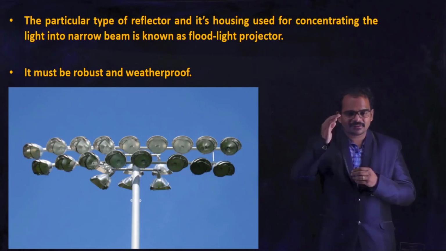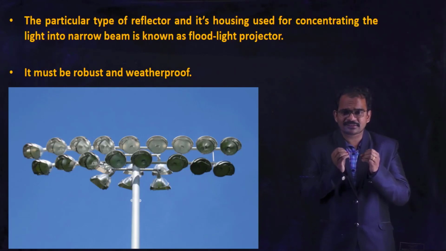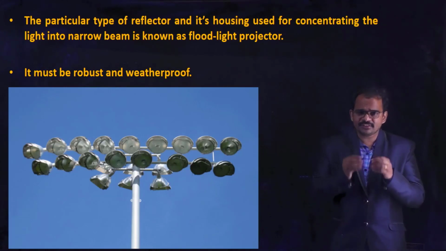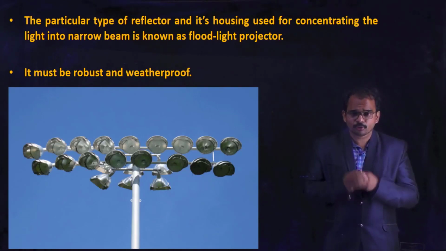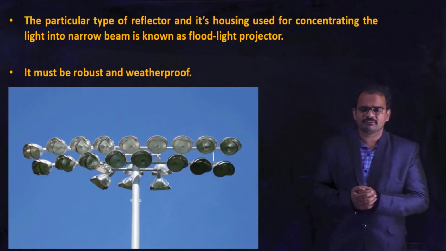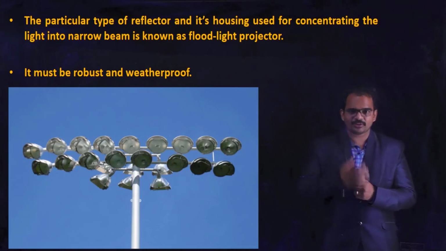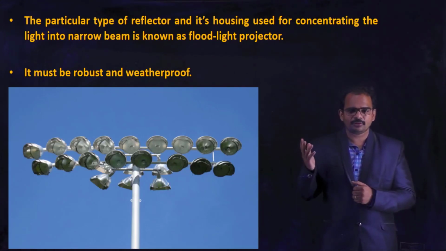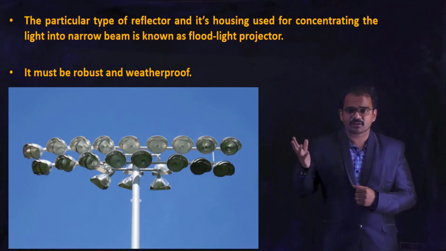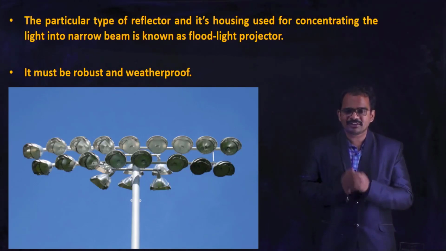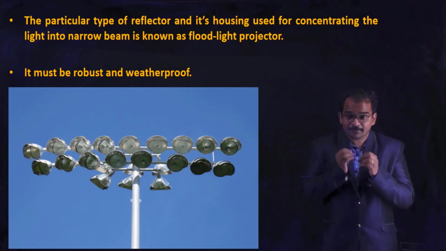The floodlight projector must be robust and it should be waterproof. Even during the rainy season, the lights cannot stop producing the flood lighting, or even when there is dew, the lights should still glow. We can see it in the cricket matches, even though there is dew. In IPL 2020, even though they are playing in the Gulf countries where the dew is very, very high, the floodlights still work even under dew conditions. So the floodlights should be waterproof and robust.